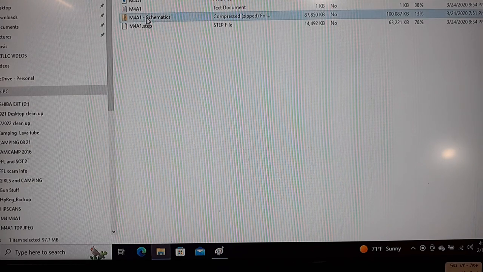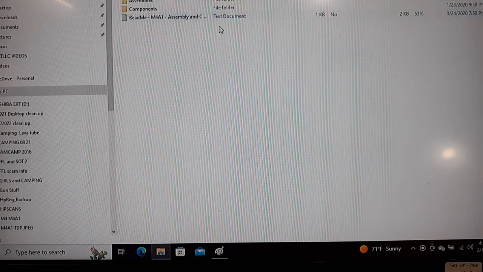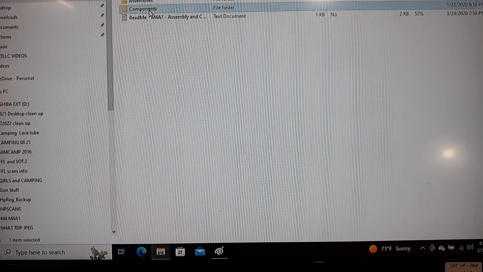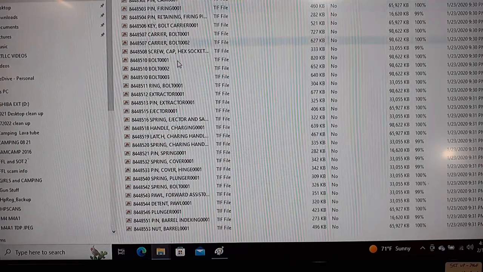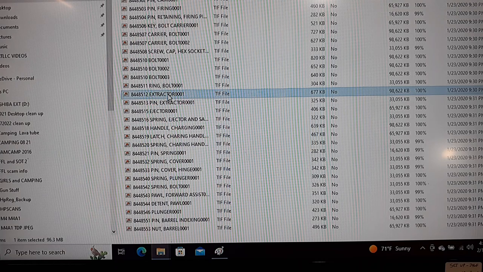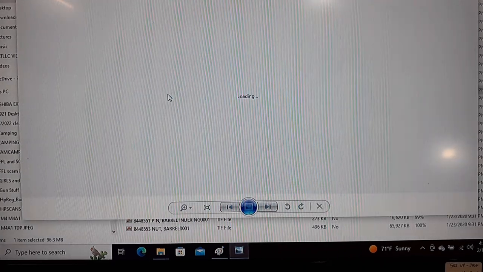Schematics. Lots of info. Whole lot of info. Don't tell me my computer's going to freeze up. There we go. Components. Extractor. Damn it. Extractor. My computer is not wanting to work today.